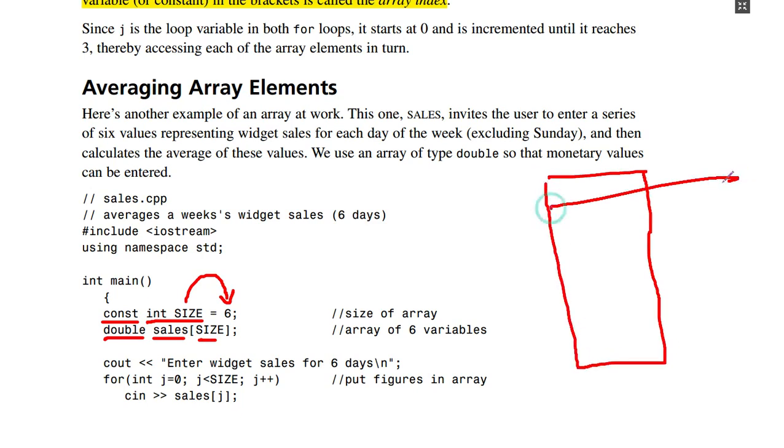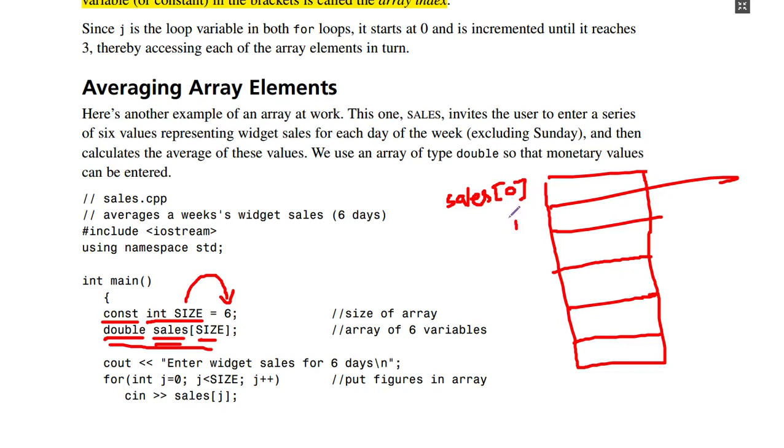So we have 1, 2, 3, 4, 5, 6. All of these have the name sales. So the first location would be sales 0. By writing this statement, we are actually making an array of 6 elements. The first location would be called sales 0, the next location would similarly be sales 1, the next would be sales 2, and so on, sales 3, 4, 5. So from 0 to 5, 6 elements.